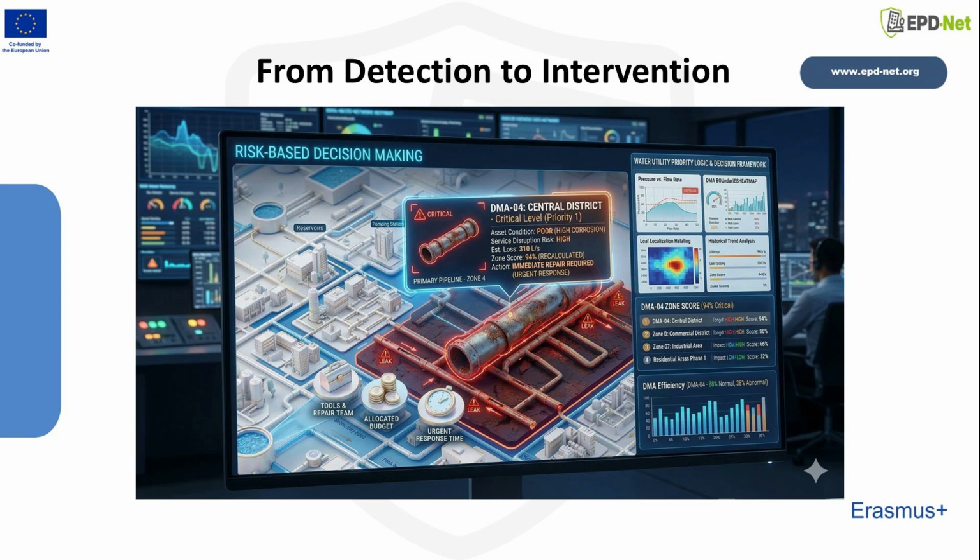Intervention planning should be structured using a priority logic that considers impact, feasibility, and risk. Decisions must balance capital investments such as pipe renewal with operational strategies like pressure adjustment. A data-driven framework ensures that interventions are both technically justified and economically efficient.